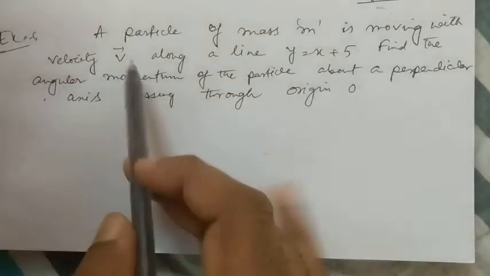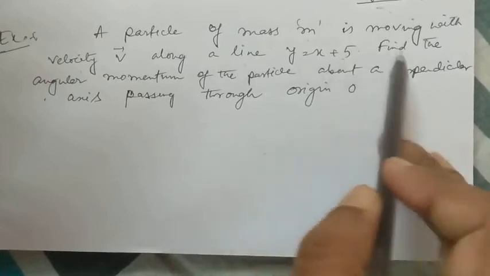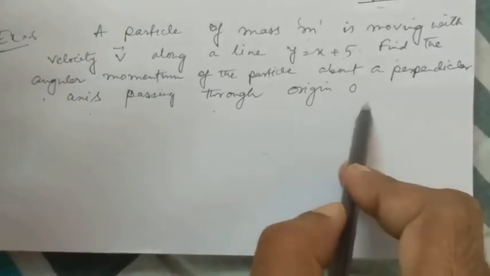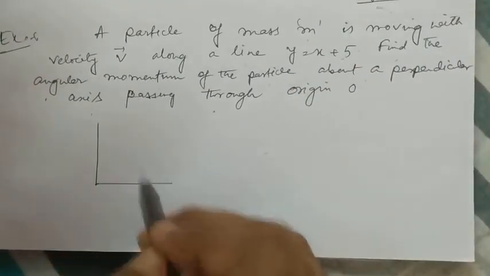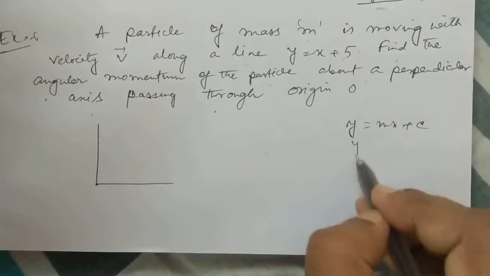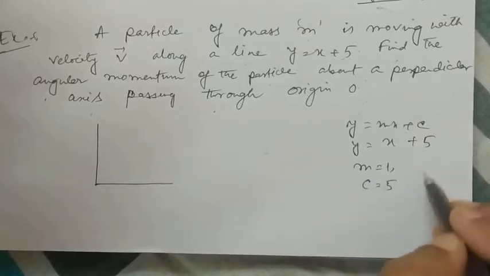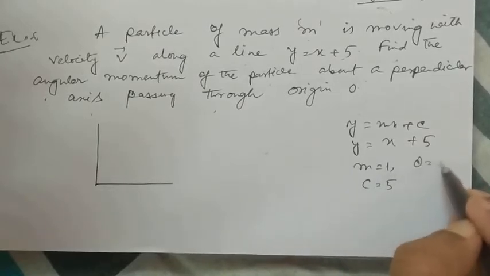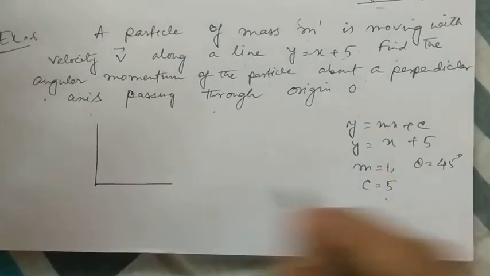Now we try out another example. A particle of mass small m is moving with velocity v along a line y is equal to x plus 5. Find the angular momentum of the particle about a perpendicular axis passing through the origin O. So let's try to draw the diagram. The particle is moving along a straight line. Now y is equal to m x plus c we know. If you compare the given equation to this equation, we get m is equal to 1 and c is equal to 5. So m is equal to 1 means tan theta is equal to 1, so theta is equal to 45, and c is equal to 5.